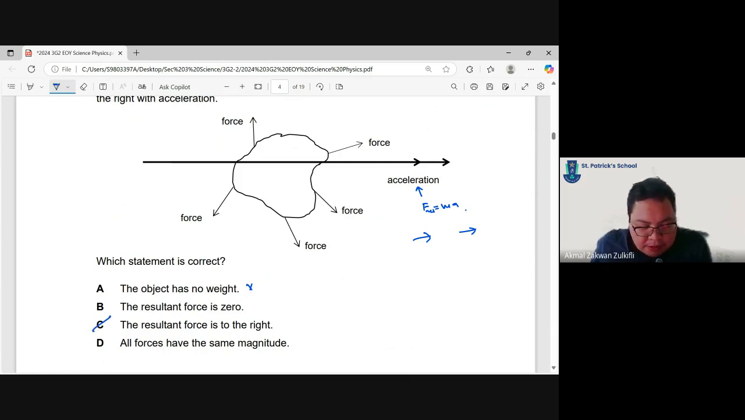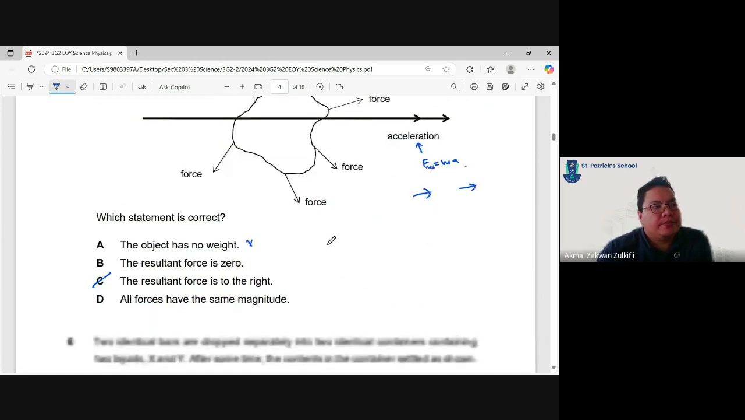All forces have the same magnitude, not necessarily. You see all this going to the right, so somehow it's pulling to the right. How can this force be equal to the different forces here? Because this force needs to give a bit of the leftward force, right?